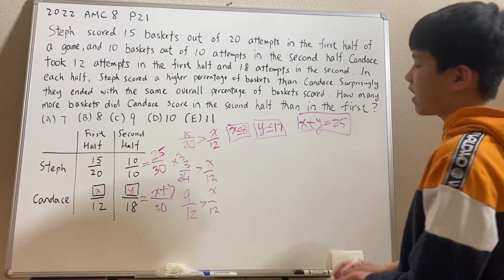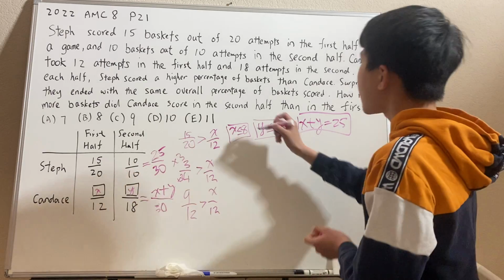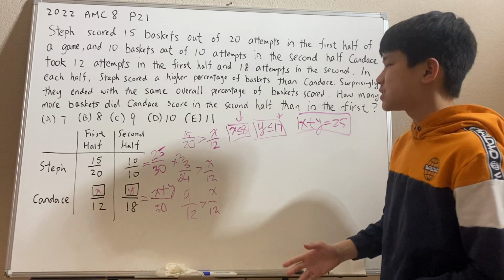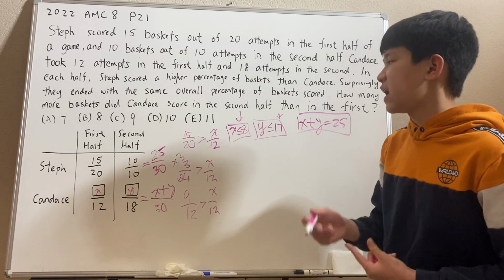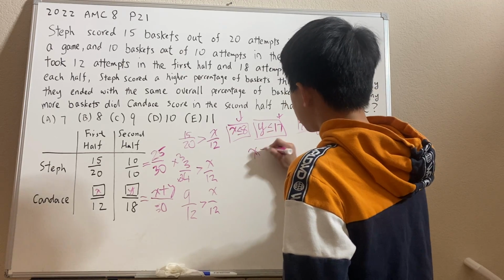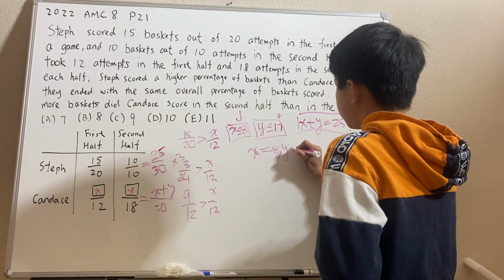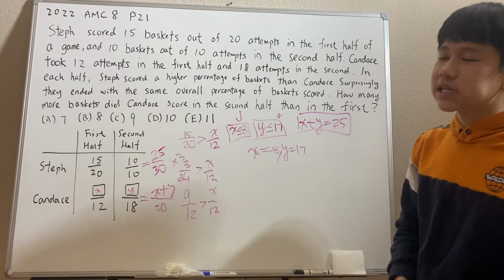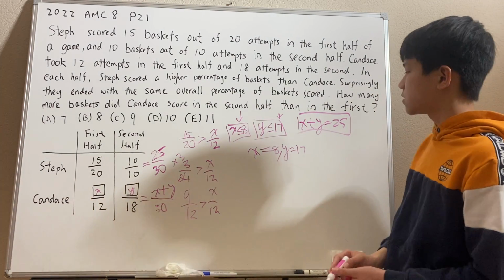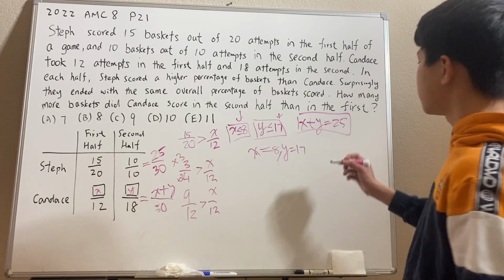Now, looking at these two constraints, I already noticed one thing. 8 plus 17 is 25. So what does this tell us? That means that the maximum possible value of x and y is 25, which means that x and y have to be 8 and 17 respectively. So right here, we know that x equals 8 and y equals 17. So given this, we solve the problem. How many more baskets did Candace score in the second half than in the first? It gets 17 minus 8, which is 9. So that's answer choice C.